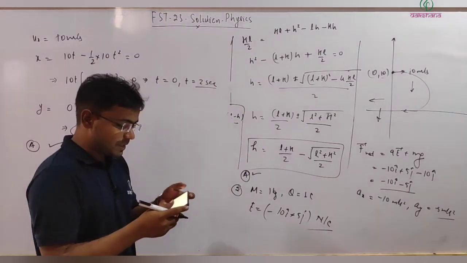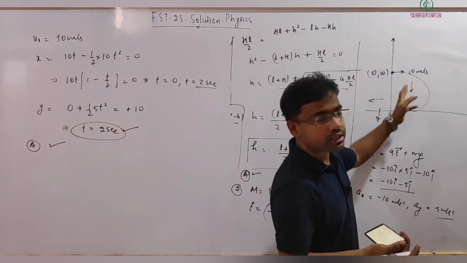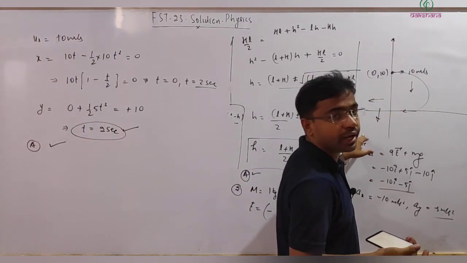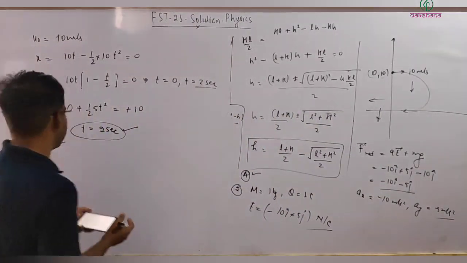Time spent by the charged particle in quadrant 1 is 2 seconds. That is also true, because by 2 seconds the particle is passing through the origin. So it will be out of quadrant 1 by 2 seconds.